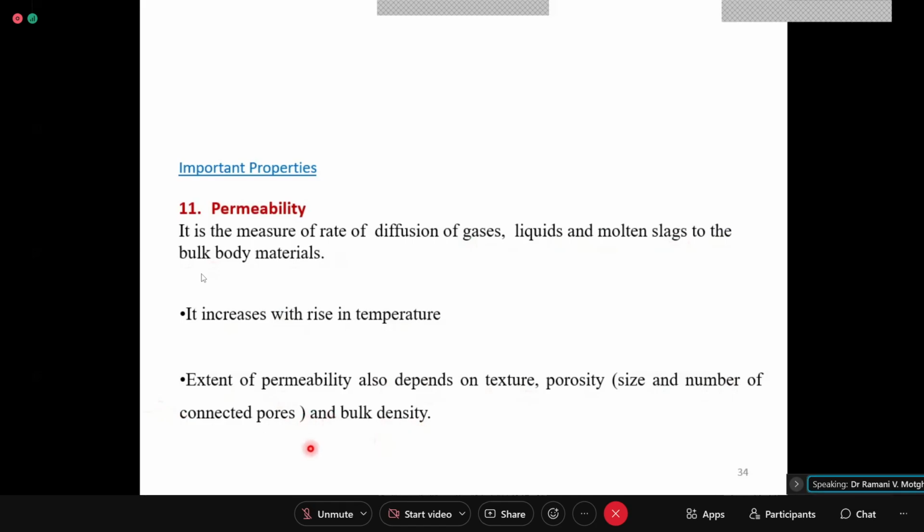So if the connected pores are more, then the material... how the pores are, that is also very important, whether the pores are connected or closed. If pores are closed and air is entrapped, like circular voids, such circular voids will help insulate the body of the furnace. But the connected pores will take away the sensible heat through them.